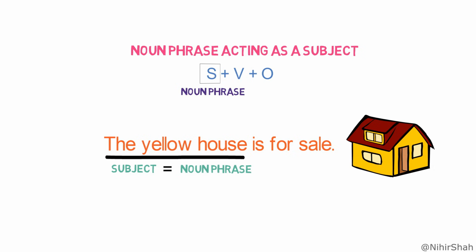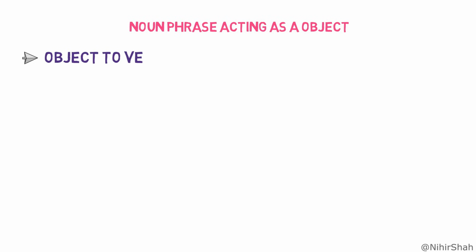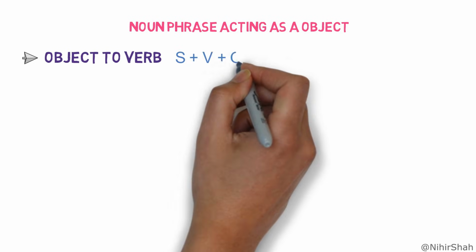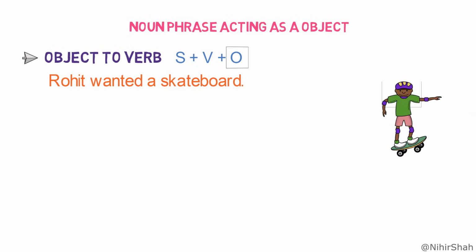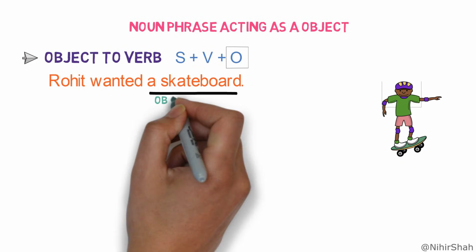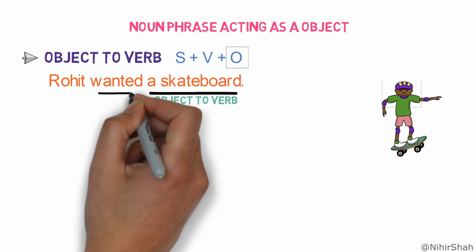Now, let's look into an example where a noun phrase is used as an object in the sentence. A noun phrase can act in 3 different ways as an object in the sentence. Number 1, object to verb. Here, the sentence structure would be subject plus verb plus object. Rohit wanted a skateboard. Here, the phrase a skateboard is acting as an object to the verb want.